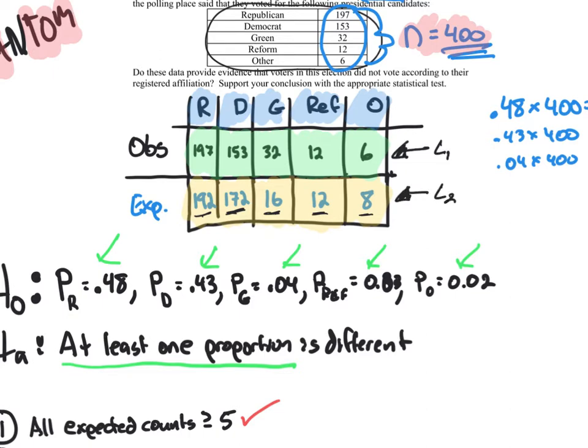So let's do that first. I'm going to quit out of this. I'm going to go to Stat, then Edit. L1, clear that list. L2, clear that list. And let's start fresh. Here we go. 197, 153, 32, 12, and 6. And then in L2, 192, 172, 16, 12, 8. Make sure they line up, right? Observed and expected should have the exact same amount.